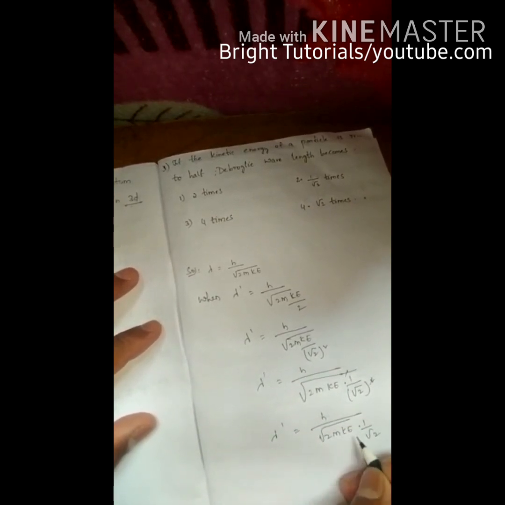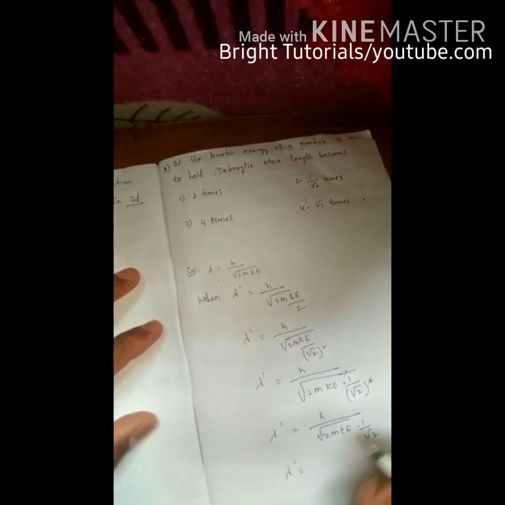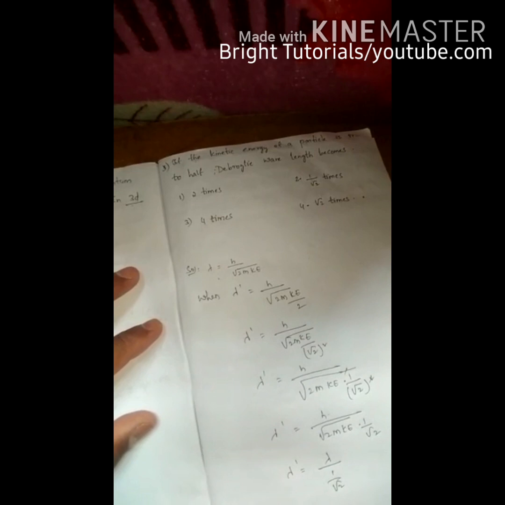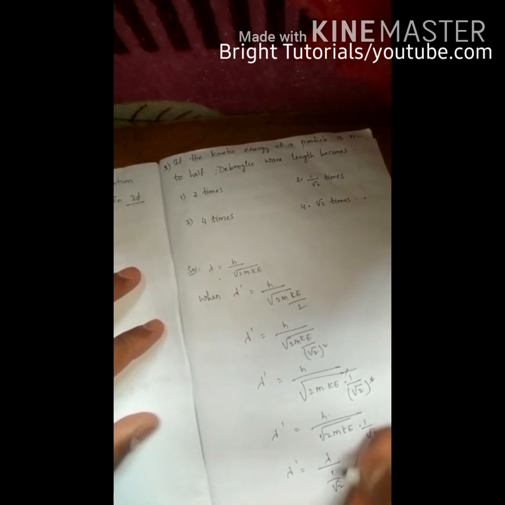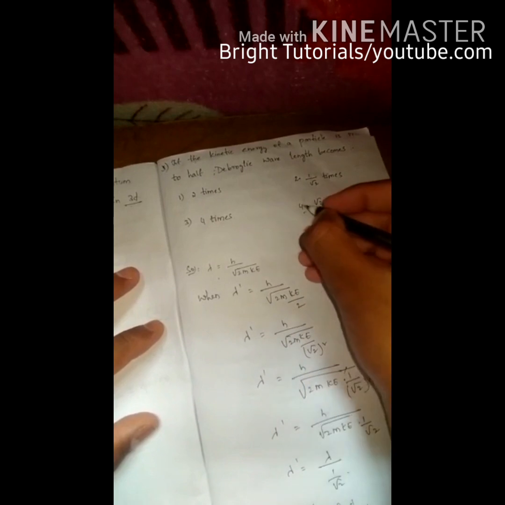h by under root 2m KE is nothing but lambda. So substituting that, lambda dash is equal to lambda by 1 by root 2. Lambda dash is equal to, taking it upward, root 2 lambda. That is nothing but root 2 times. That is root 2 times.